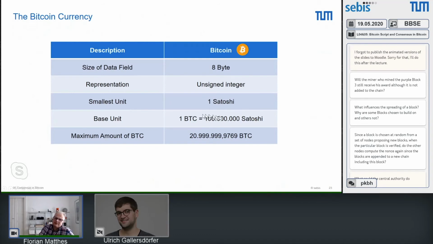And obviously the idea is to have very small transactions also and small values which can be transferred. So by dividing euros or by dividing bitcoins, you still get integer numbers which can be easily represented by having this high base unit. And the maximum amount of bitcoins is limited. This is the number here, and it's not a fixed number encoded as an upper limit, but it's derived from the properties of the mining process, which I'll discuss in a second.